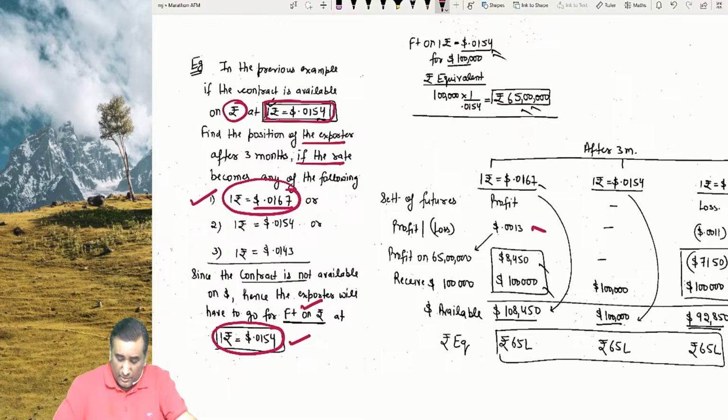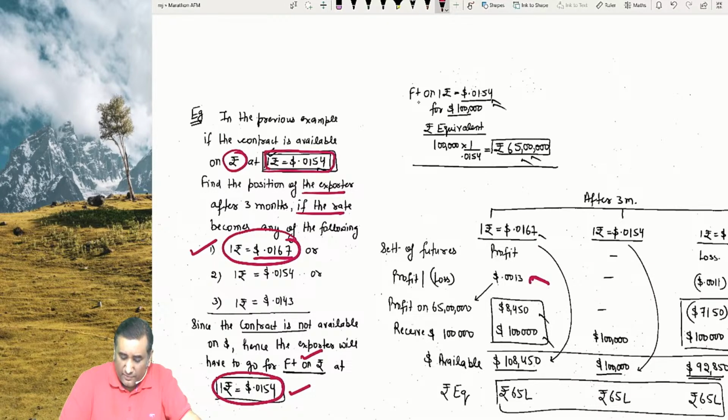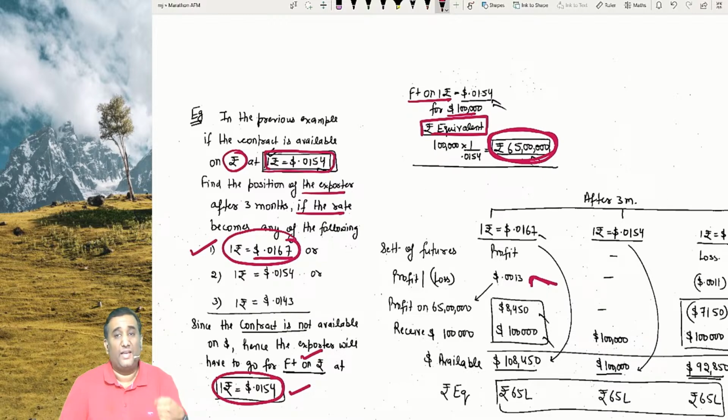In this case, profit will come is 0.0013. Now, how many dollars he'll give me? For that, I have calculated the contract when I took on 1 plus for 1 lakh dollar equivalent, because rupee was commodity for me, rupee was commodity. How much rupee have 65 lakh? On 1 rupee, he is giving me 0.0013 on 65 lakh shares. The one share $0.0013. My contract was done on this amount. 1 lakh dollar is equal to rupee term 65 lakh.